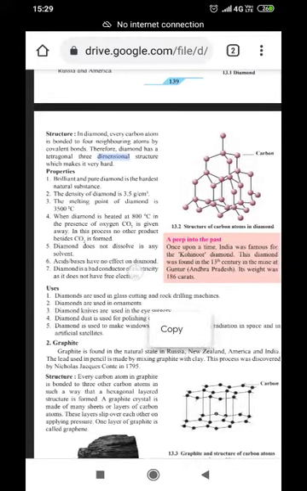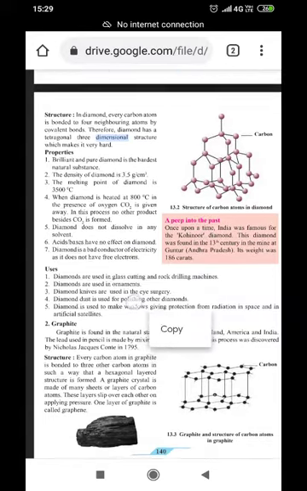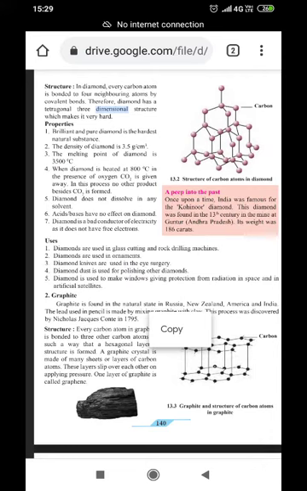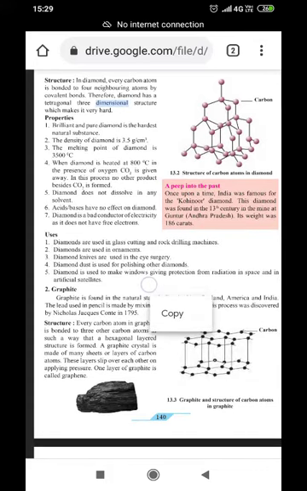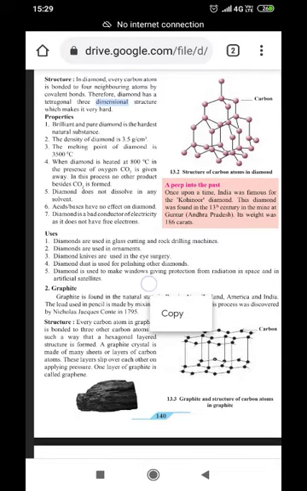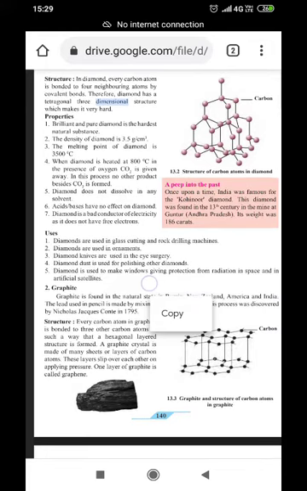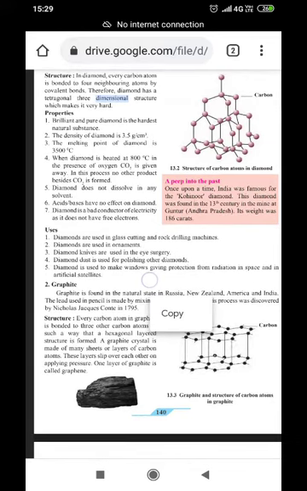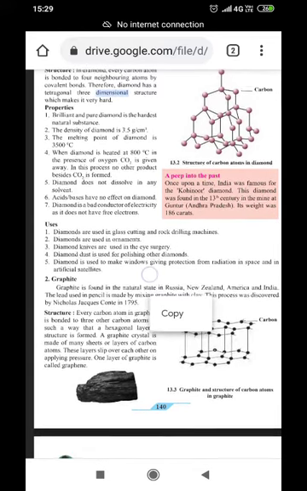Now, what is the molecular structure of a diamond? The picture shown is the structure of diamond. In diamond, every carbon is bonded to four neighboring atoms by covalent bonds. You can see that the center carbon has four bonds toward four corners. That is called tetrahedral. Therefore, diamond has a tetrahedral three-dimensional structure, which makes it very hard.